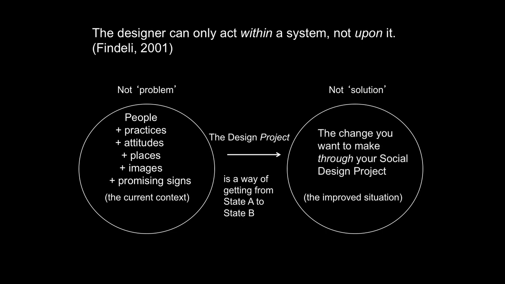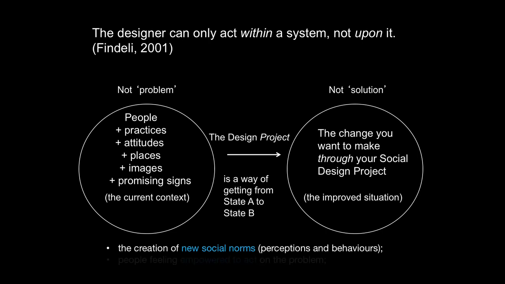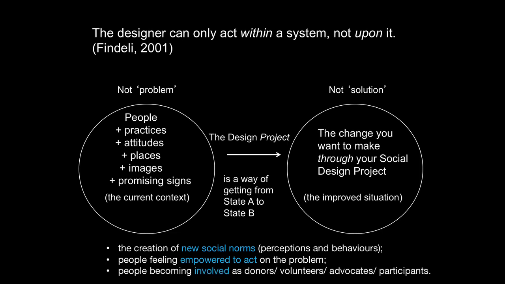State B is the change you intend to create through your project and could mean any number of improvements, including, but not limited to, the creation of new social norms, perceptions or behaviours, helping people to feel empowered and confident to act on a problem that they know about where they might not once have felt that empowered, or making people aware of a problem in the first place, and encouraging people to become involved as donors, volunteers, advocates or participants. These are all powerful actions that a social designer focuses on.